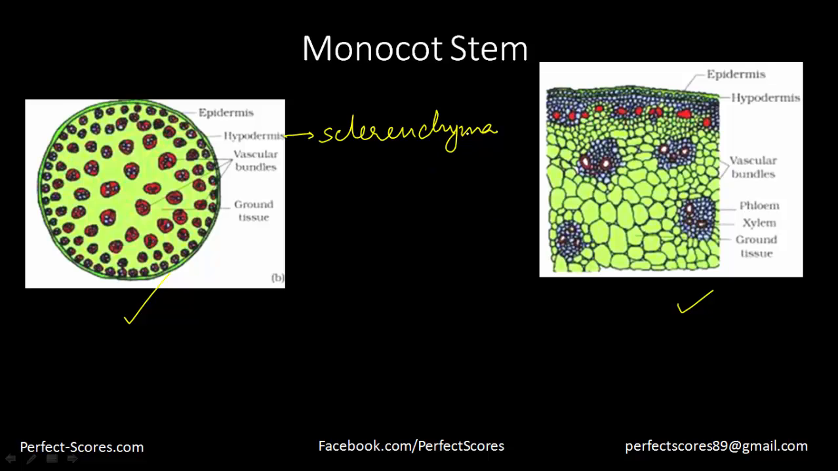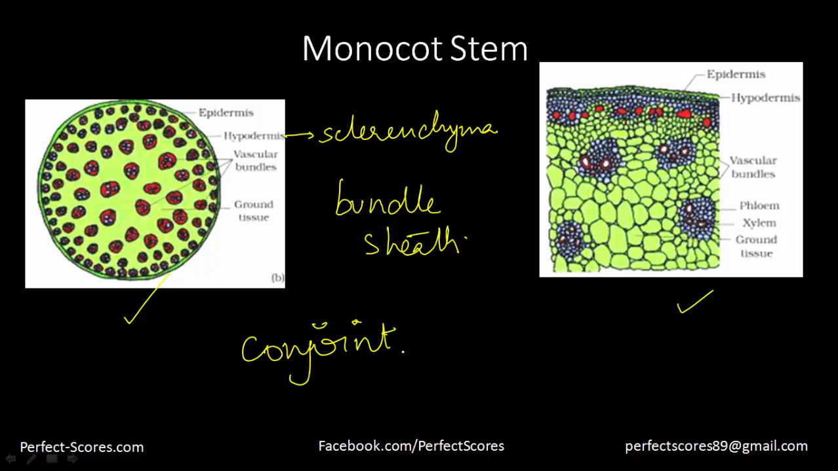Now, the sclerenchyma also gives rise to what is known as the bundle sheath. And the vascular bundles, as you can see, are conjoint. That means the xylem and the phloem are present together and they are closed. They're not exposed from any side. So that is the structure of the monocot stem.